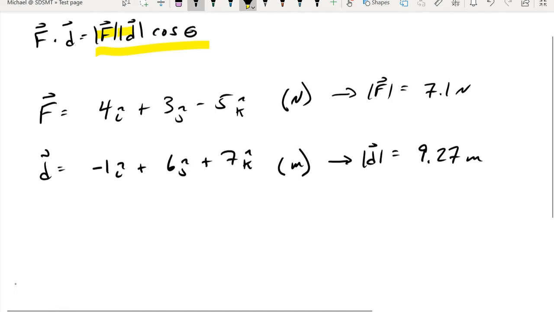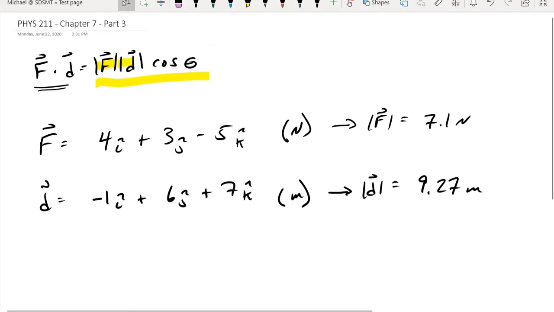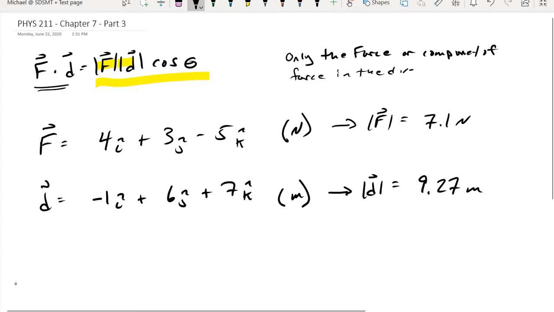There is a way that we can get around this, though. When it comes to the dot product, if you'll remember in a previous video, I said that only the component of force in the direction of displacement will do work.